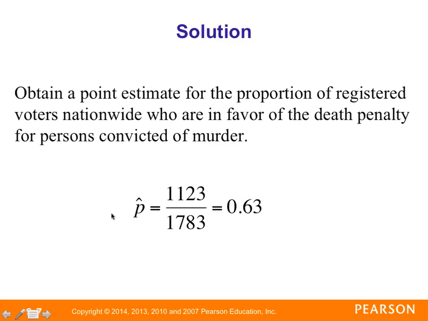You'll see that's what's done here. P hat is 1123 over 1783, and if we divide this, you get something like 0.63. That corresponds with about 63%. So that means that about 63% of registered voters nationwide are in favor of the death penalty. But this is just from a sample. So the next thing we're going to do is expand on this and learn how to extrapolate it so that we're talking about the entire population.